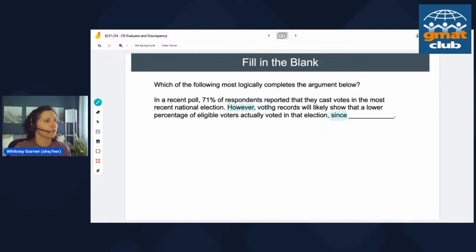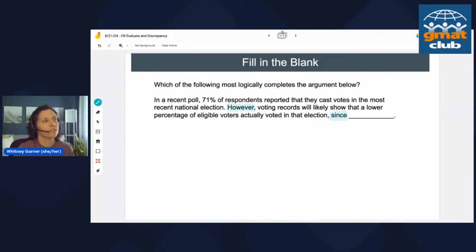So, however, voting records will likely show that a lower percentage of eligible voters actually voted because people who vote are more likely to respond to surveys. And so this survey, this recent poll, probably overweighted voters. Right? It would explain that weird discrepancy outcome.